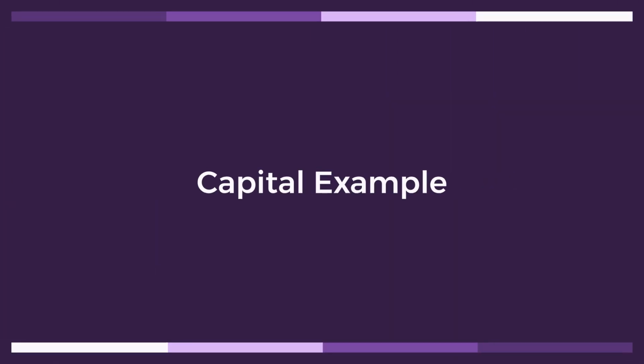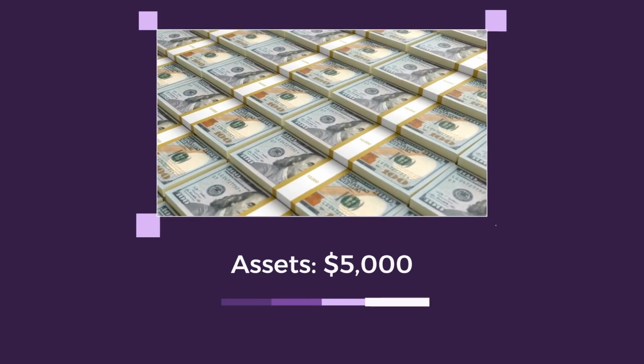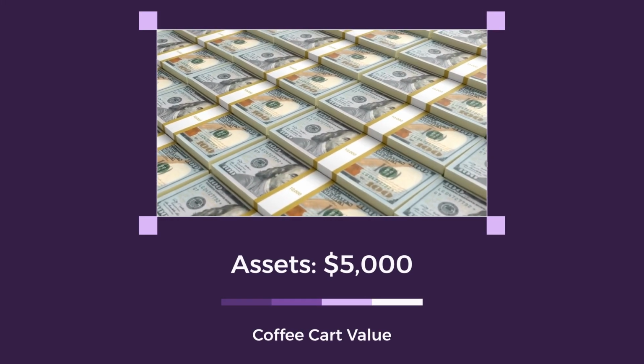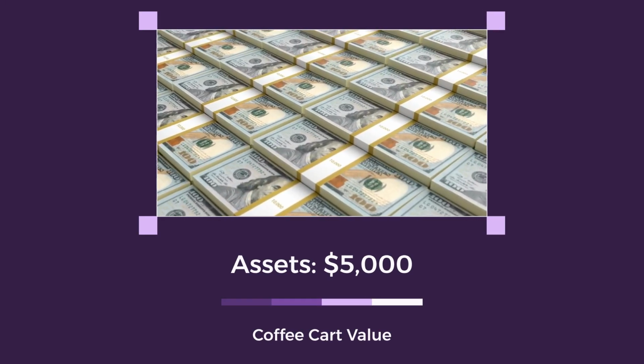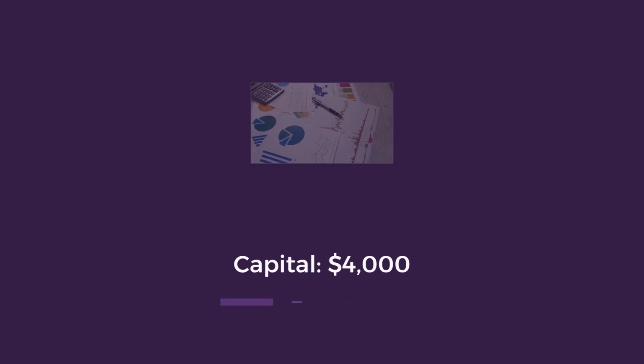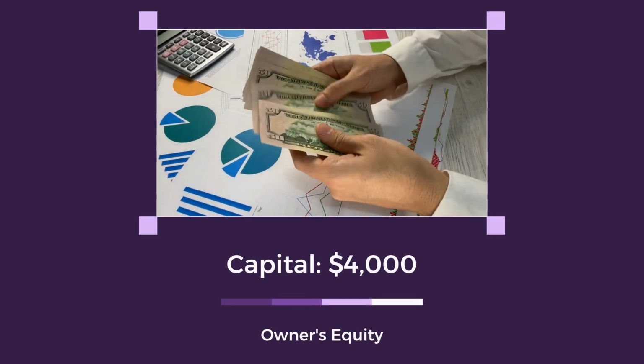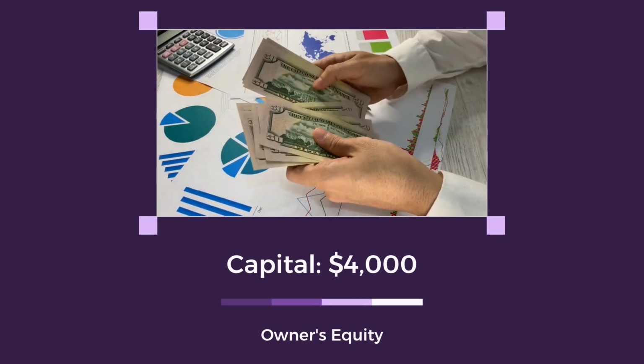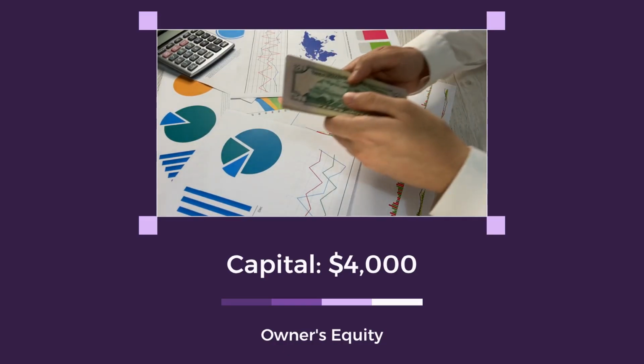Let's use a quick example to illustrate how this works in a real-world scenario. Imagine you start a coffee cart business. Your coffee machine and the cart are assets, valued at $5,000. But you took out a small loan of $1,000 to purchase those items. That's your liability. Your capital or equity in the business is $4,000, the $5,000 in assets minus the $1,000 in liability.